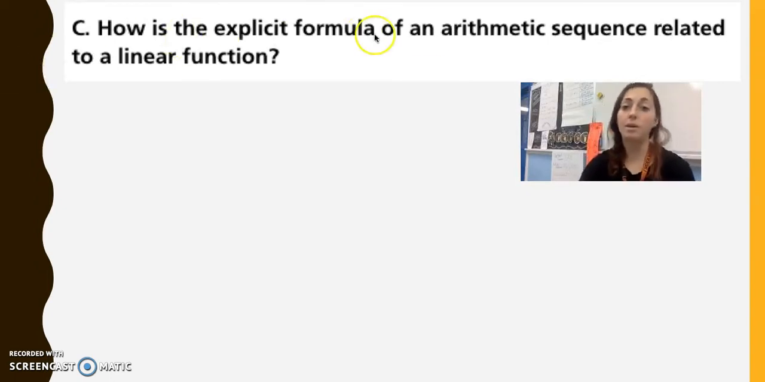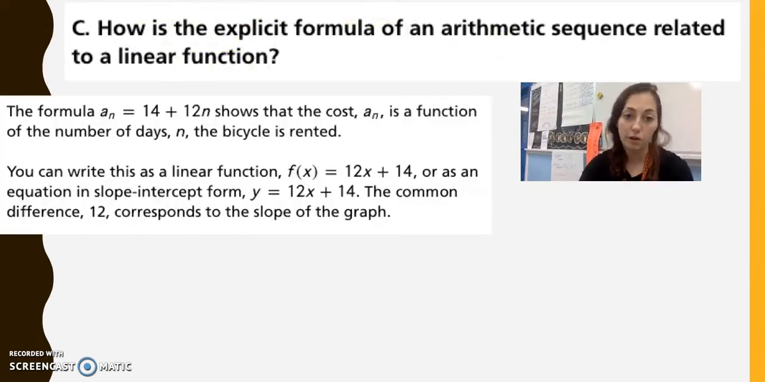And part C, how does that formula relate to a linear function? Well, what I'm looking at here is my slope is 12 and my initial value is 14. That hasn't changed. That's the same thing.